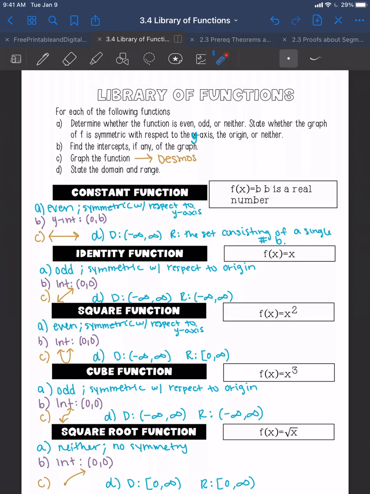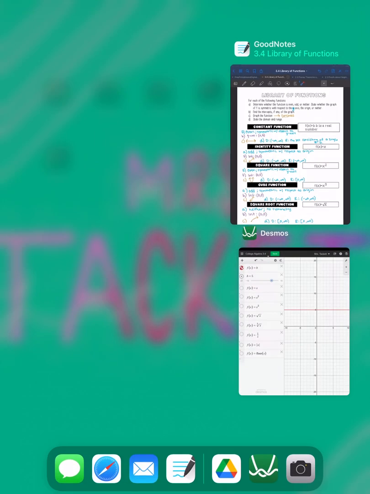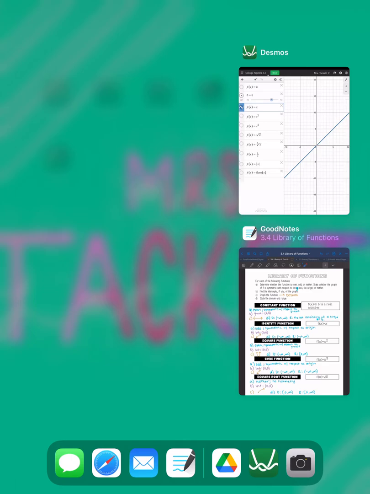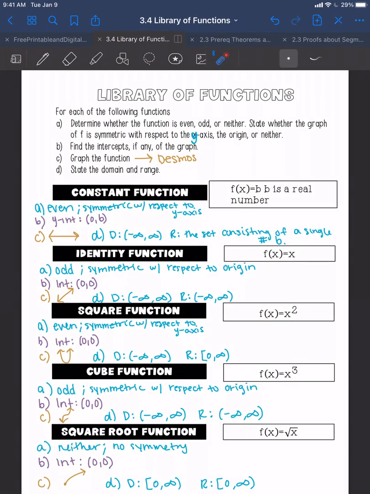The identity function is f of x equals x. So looking at that, we have here, so we do have a y-intercept of 0, 0. It is symmetric with respect to the origin, so that means it's an odd function. Our domain and range is any real number.